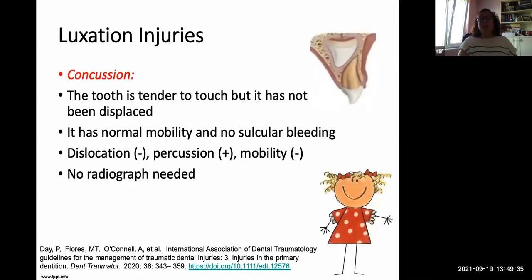Following fractures, sometimes we see also luxation injuries. This might accompany the fractures, or we can see them solely in a patient. In concussion cases, the tooth is mostly tender to touch, but it has not been displaced. So it has normal mobility and no circular bleeding. So no dislocation, but it might be positive to percussion, and no mobility is seen. So no radiography is needed in these patients.